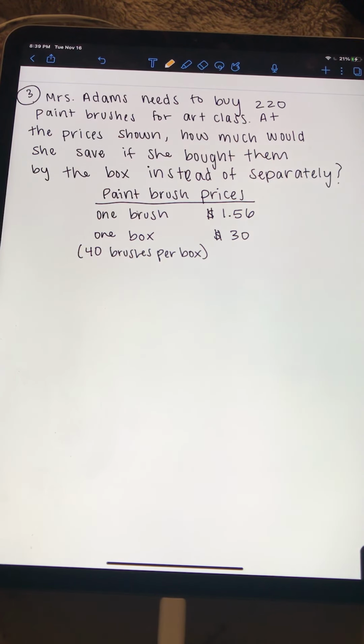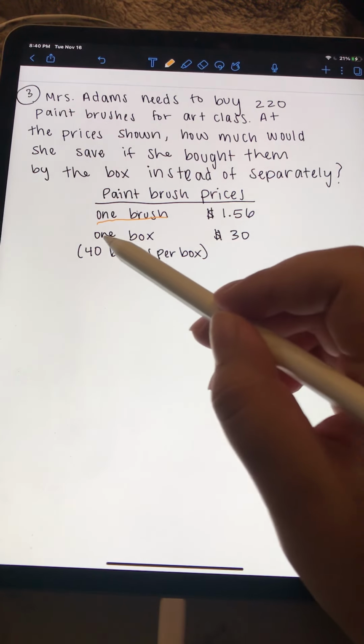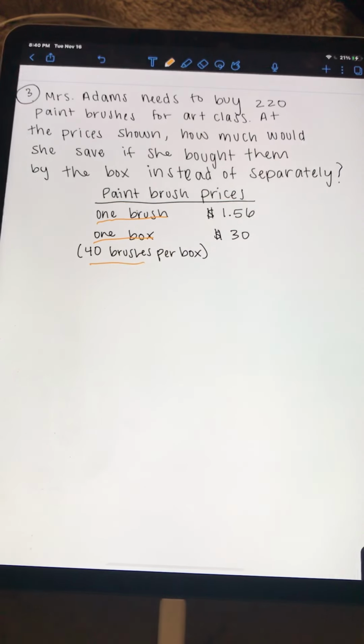All right, so now I want us to look at this word problem. This was one I kind of rewrote that you struggled with a little bit. We were talking about figuring out the cost of flowers, and in this case, I said we're going to do the cost of paintbrushes, okay? So we have two different prices. We have the price of one brush, and then we have the price of one box. But in each box, there are 40 brushes.